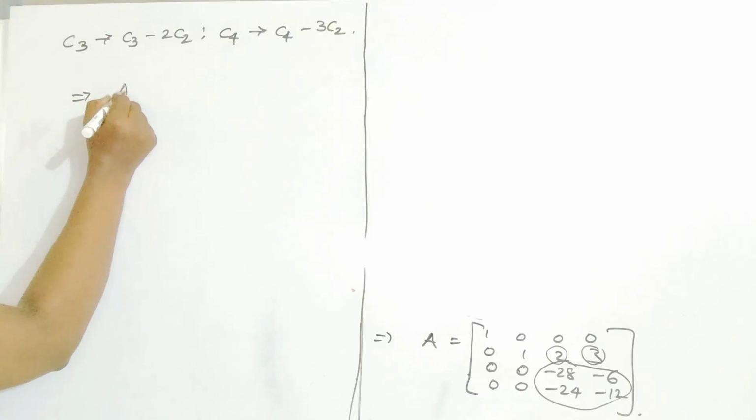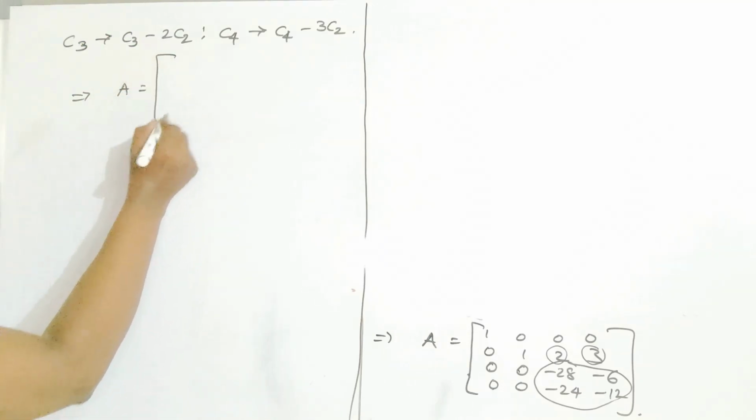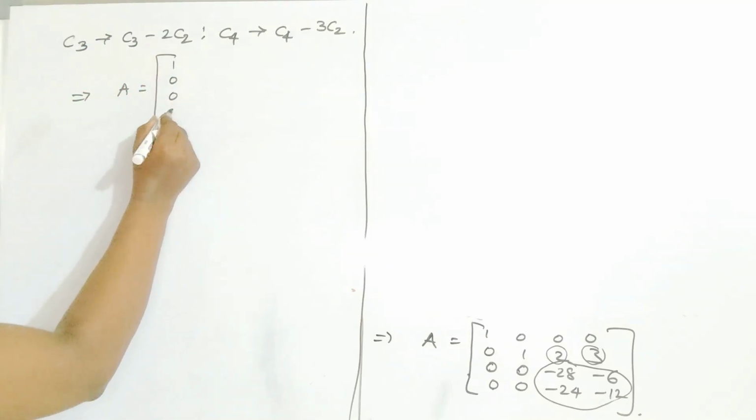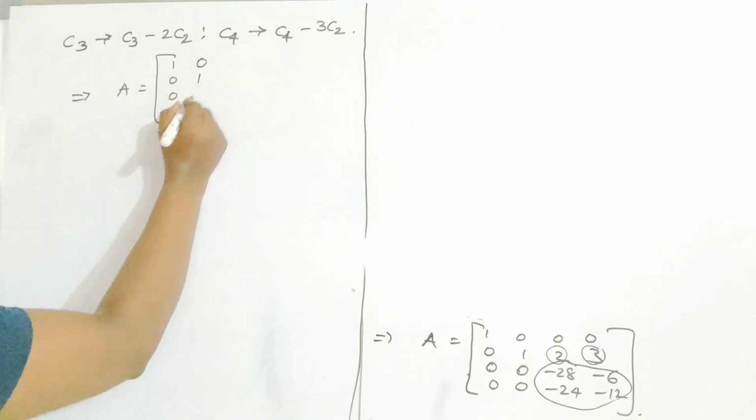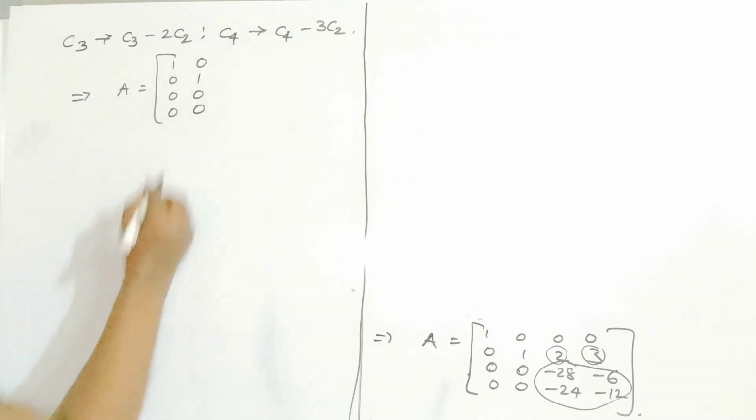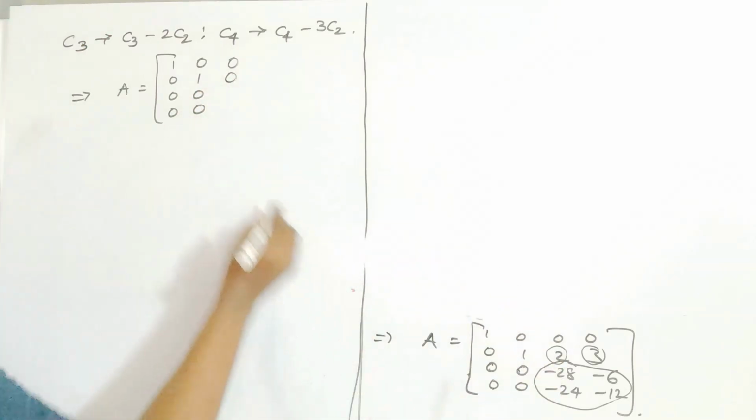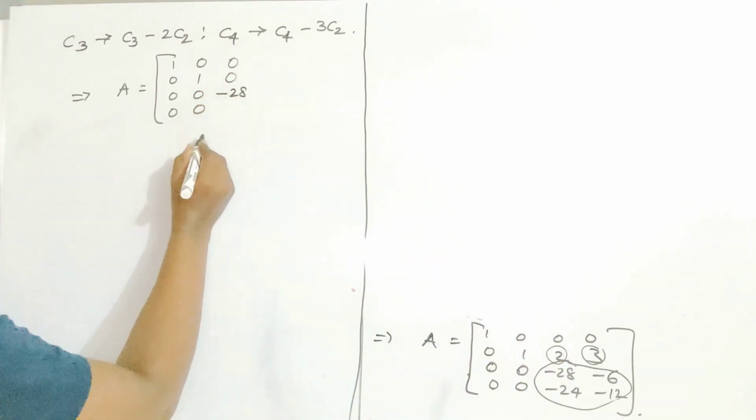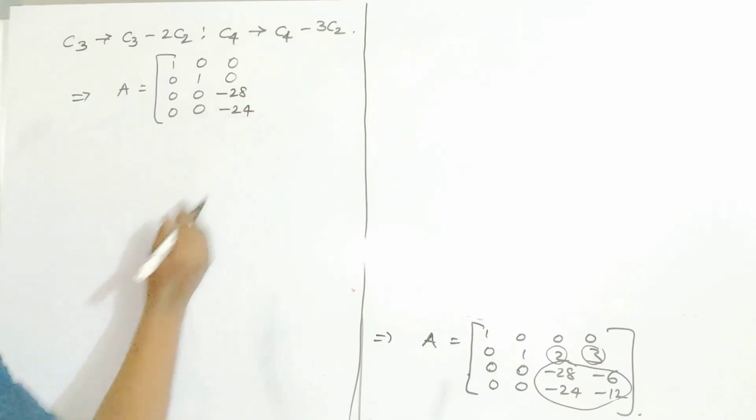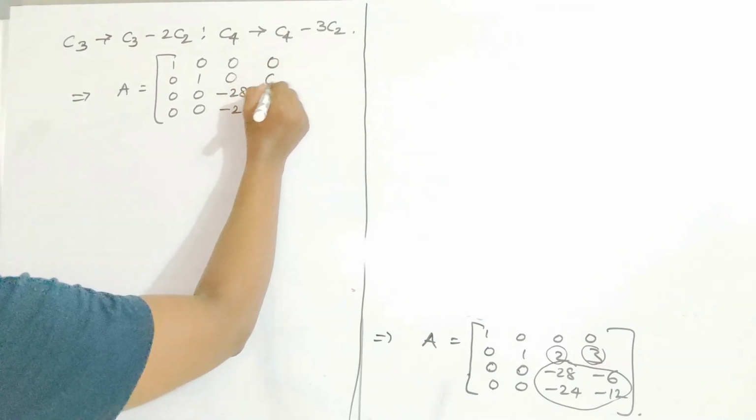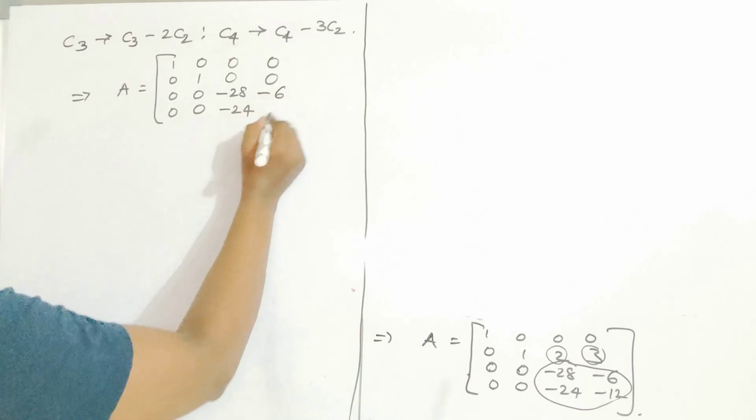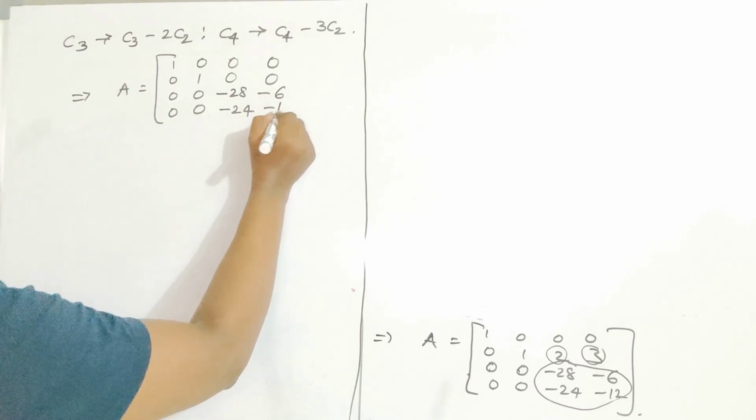So A is equal to 1 0 0 0, 0 1 0 0, and you can write blindly here 0 and the remaining two elements are the same, minus 28, minus 24. Next 0 0 minus 6, minus 12.